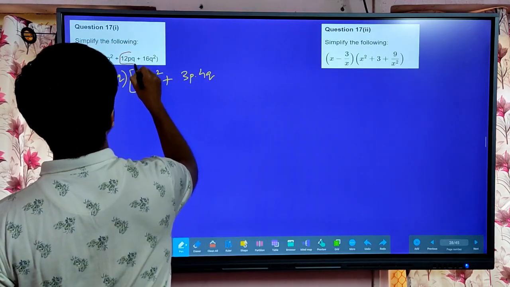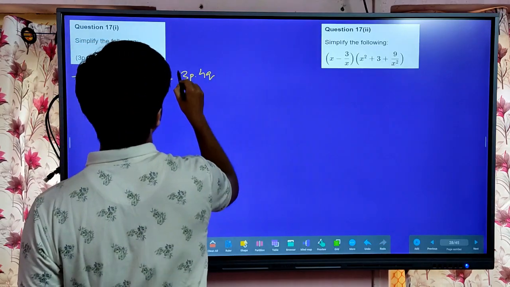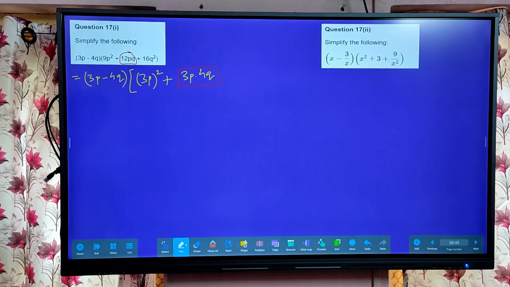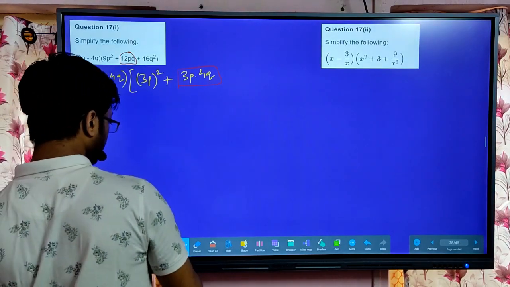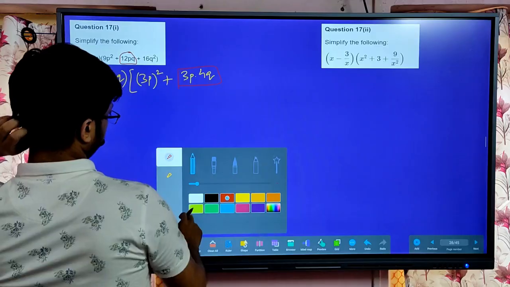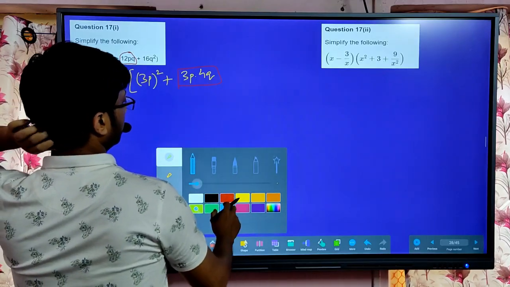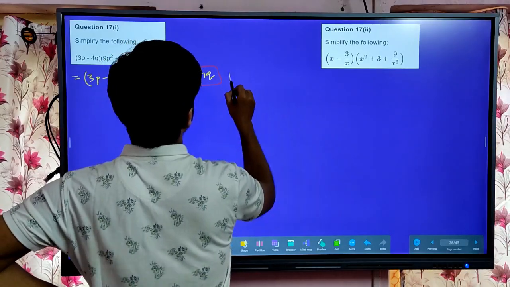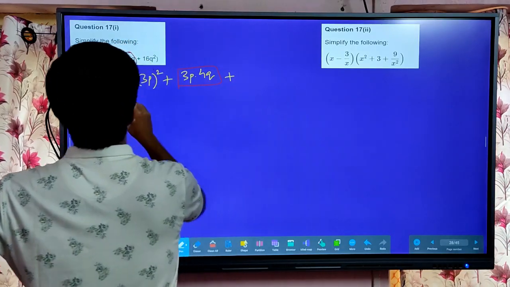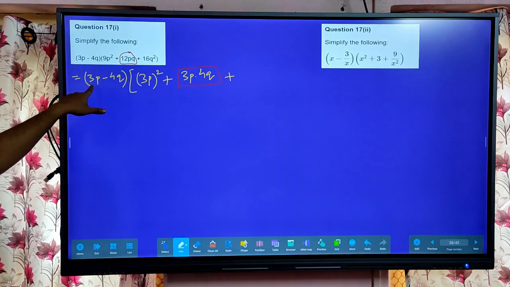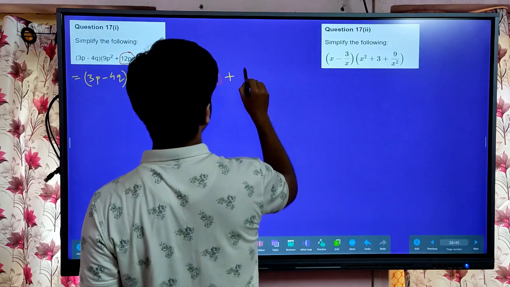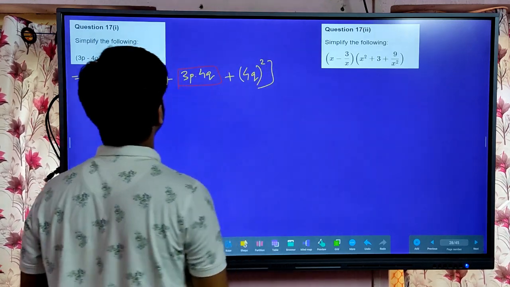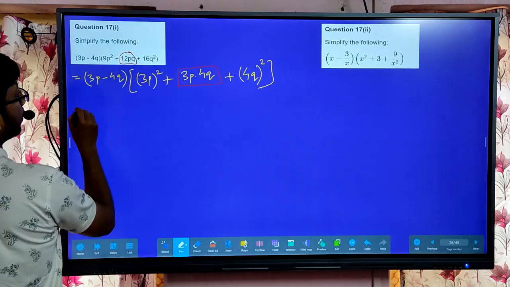This is 12pq, and okay, so let me take this. So it will be a square plus ab plus b square. B square is, b is 4q, a is 3p, b is 4q. So it will be 4q square. Okay.